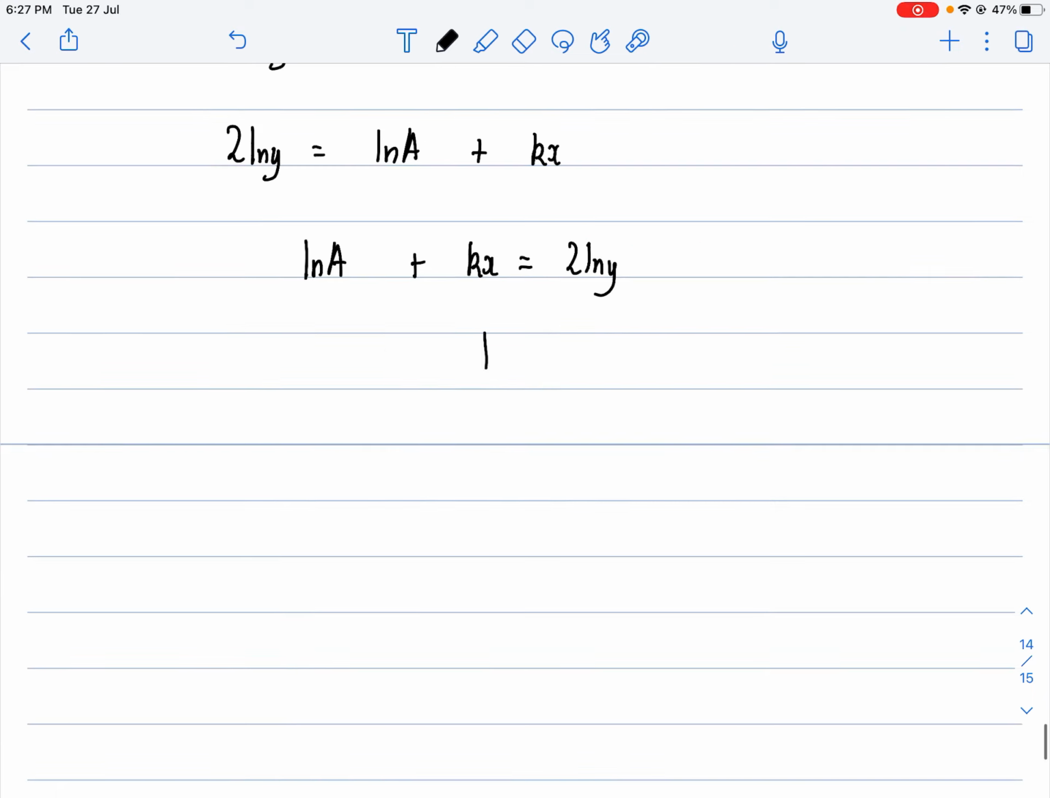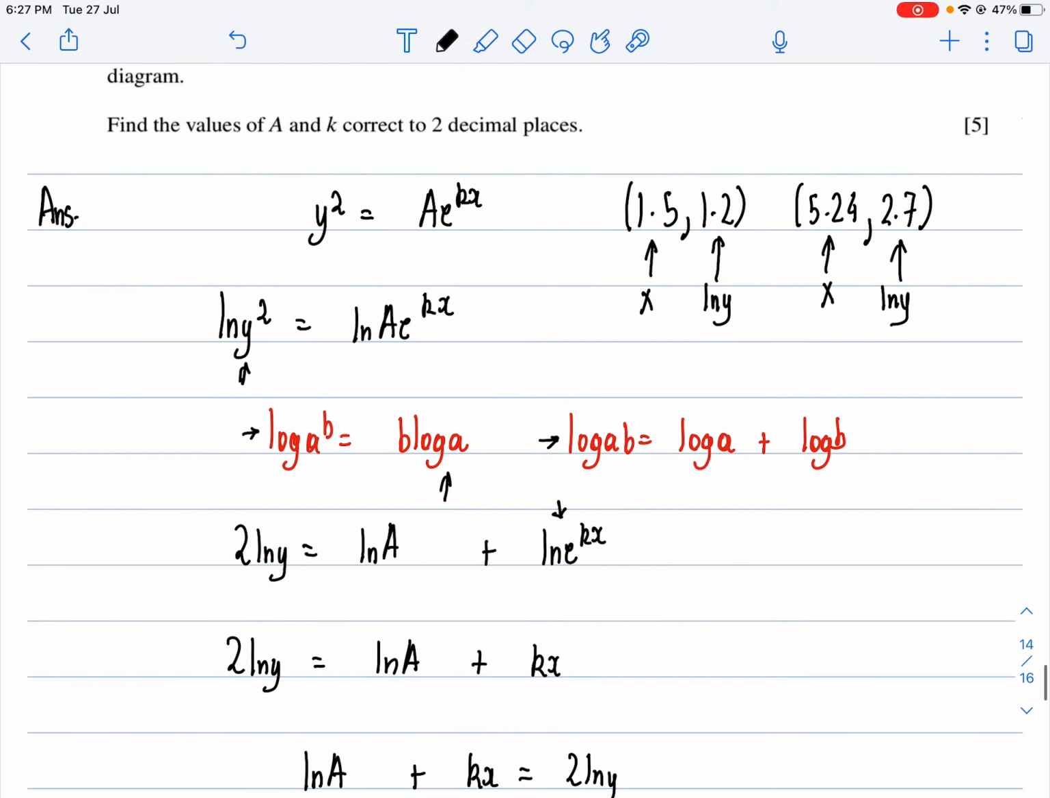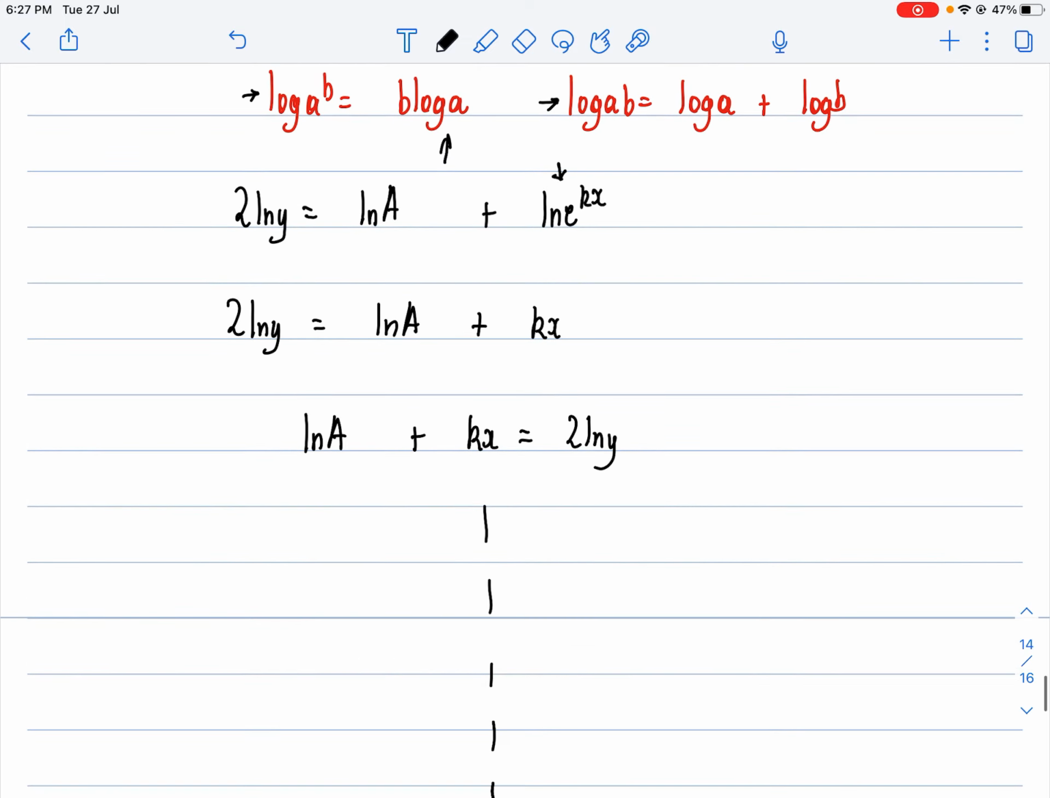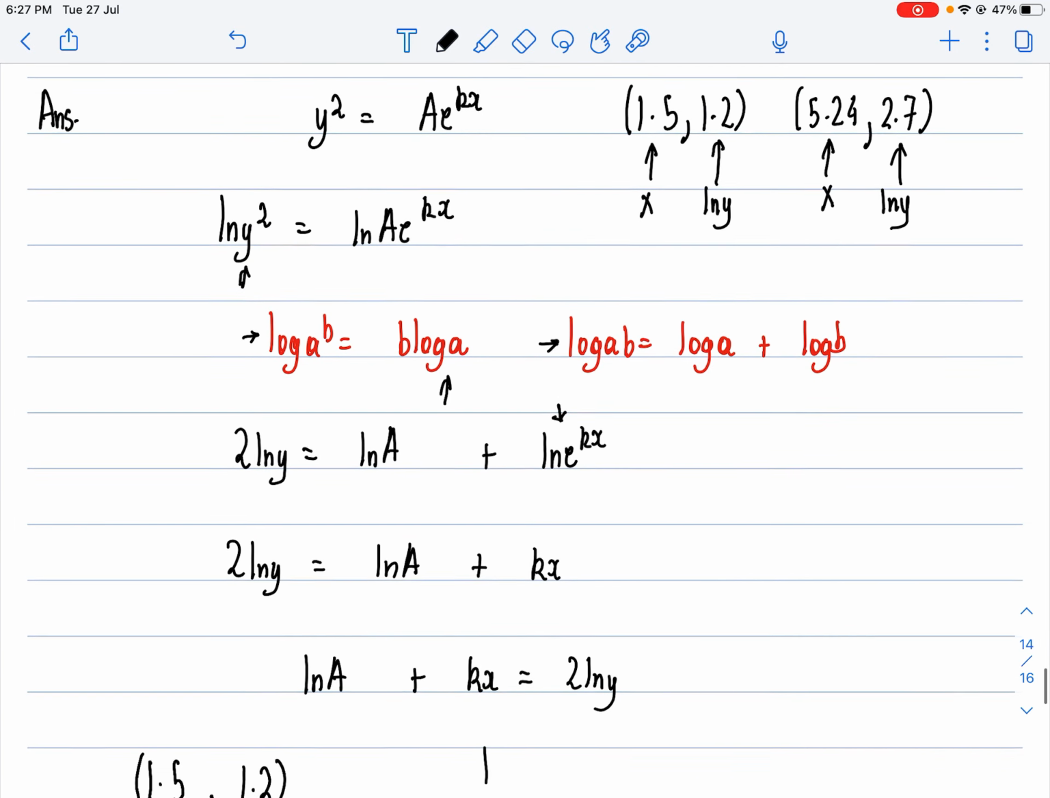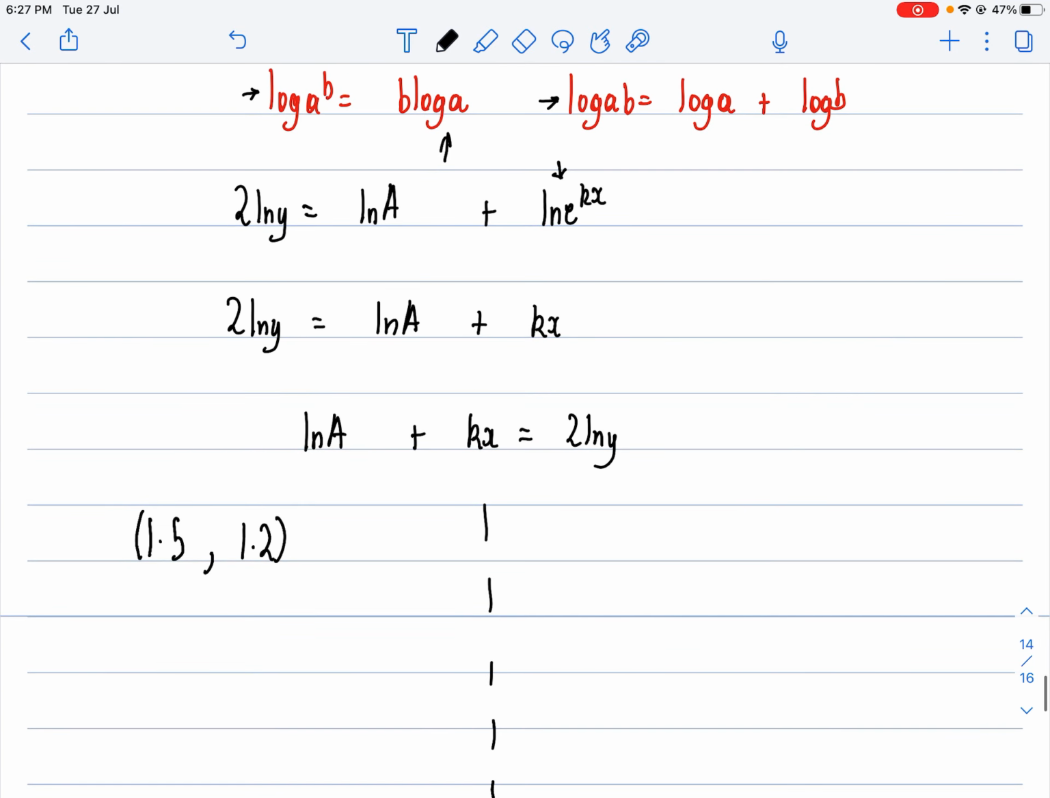Got it? Now I basically have two set of coordinates. So my first set is basically 1.5 and 1.2. Correct? So I have 1.5, 1.2. Correct? And I have 5.24, 2.7.